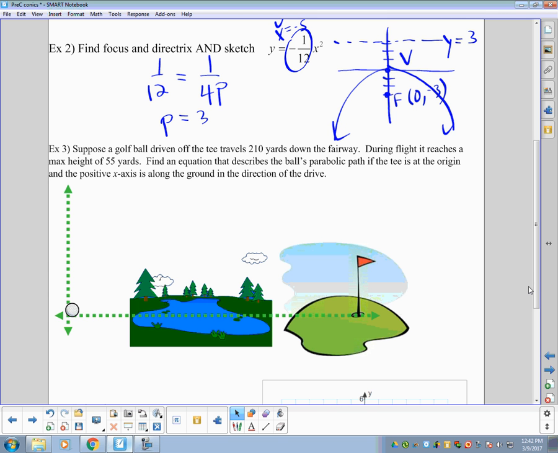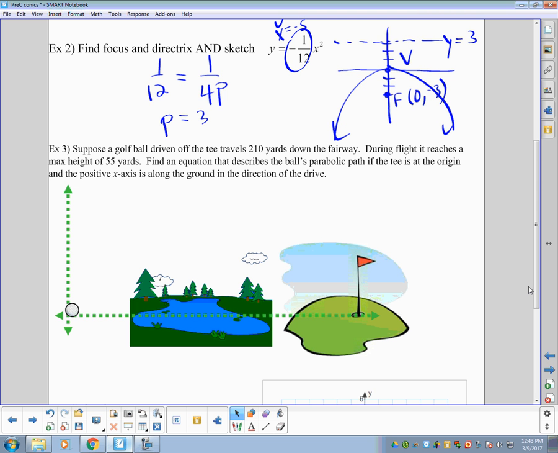So, suppose a golf ball driven off the tee travels 210 yards down the fairway. During flight, it reaches a max height of 55 yards. Find an equation that describes the ball's parabolic path if the tee is at the origin and the positive x-axis is along the ground in the direction of the drive.